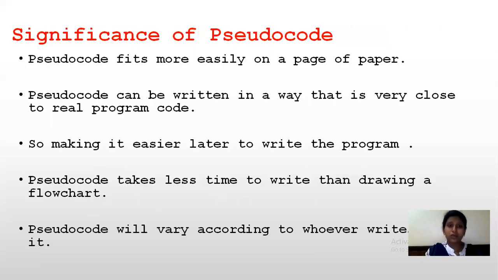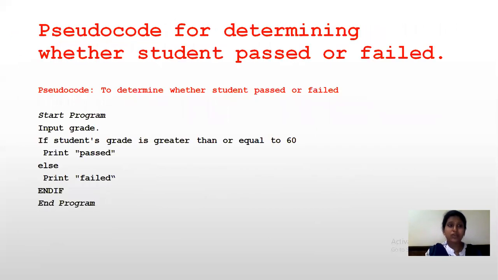Significance of pseudocode. Pseudocode fits more easily on a page of paper. Pseudocode can be written in a way that is very close to real program code, making it easier later to write the program. Pseudocode takes less time to write than drawing a flowchart. Pseudocode will vary according to whoever writes it.